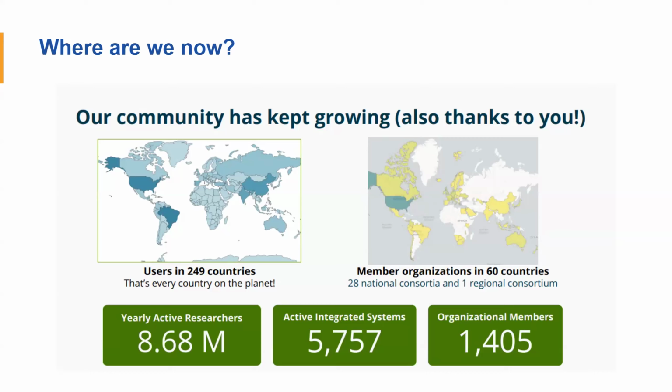So active researchers are pretty much anyone that's either signed in to their ORCID record or their ORCID record has been updated. So that's what we can kind of consider as active researchers. And also, the more integrated systems, the better it is for everyone. And currently, we have about 5,700 or over that integrated systems across the world. And of course, there are over 1,400 organizational members, and that includes members of the ORCID US community as well.